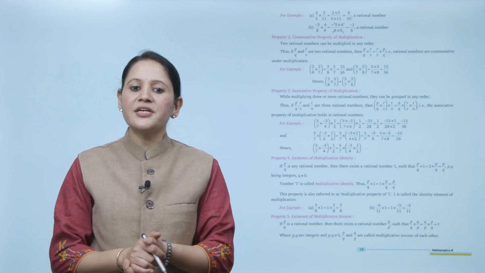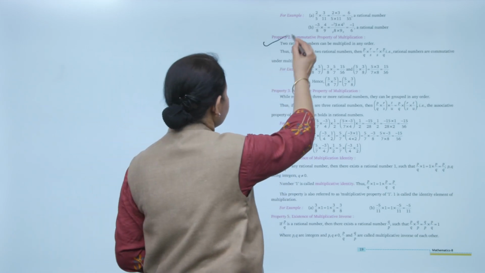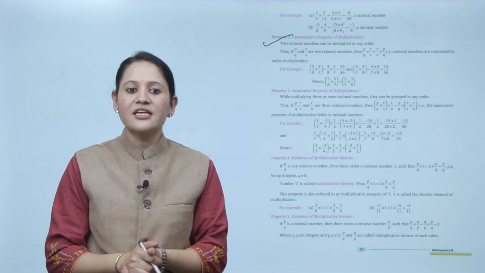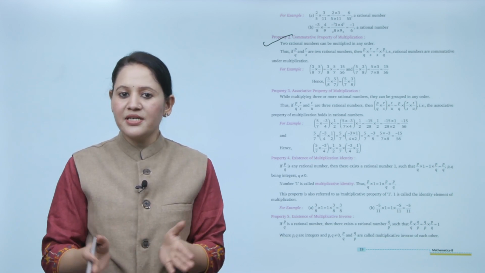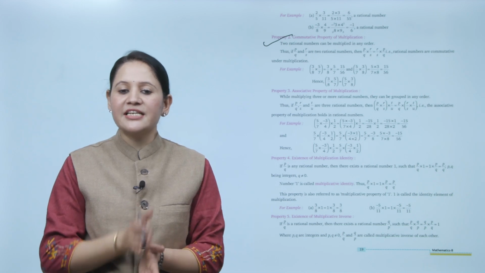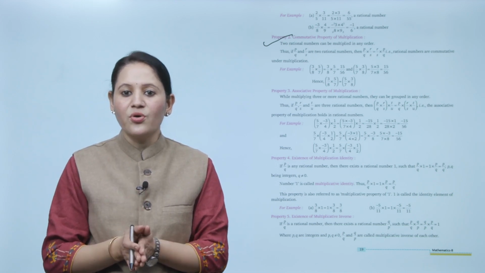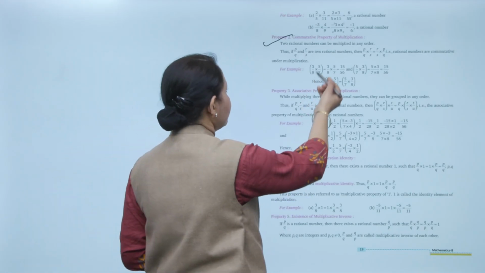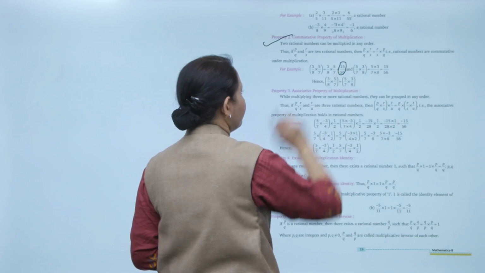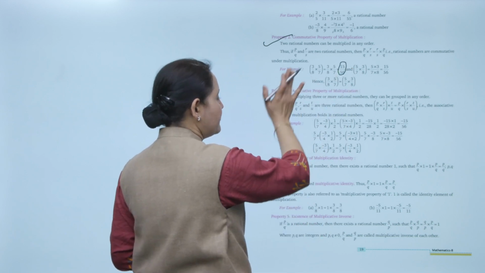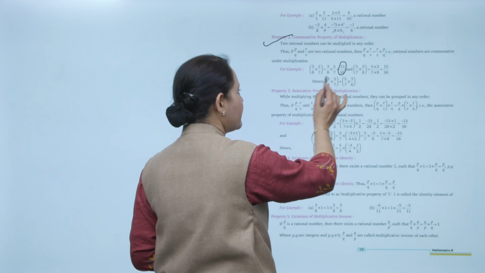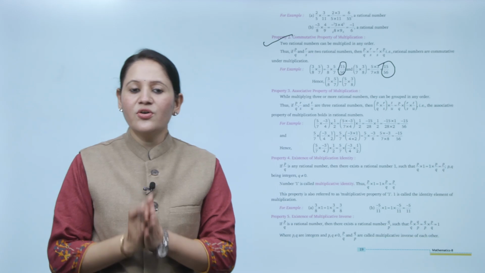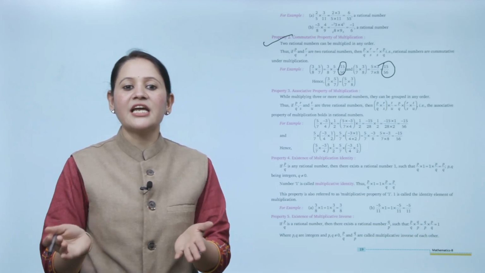Next, property 2, commutative property of multiplication. Two rational numbers can be multiplied in any order. Thus, if P upon Q and R upon S are two rational numbers, then P upon Q into R upon S, that is equals to R upon S into P upon Q. Rational numbers are commutative under multiplication. For example, 3 upon 8 into 5 upon 7, that is 15 upon 56, is same as if we change the order, 5 upon 7 multiply 3 upon 8, again the product is 15 upon 56. So, we can multiply two rational numbers in any order.